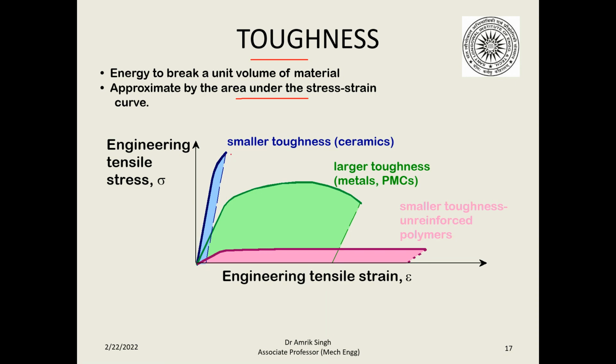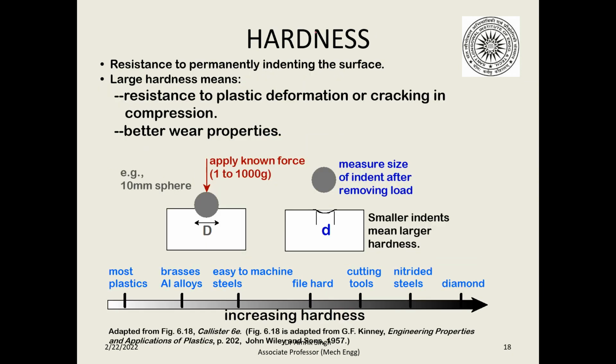For the ceramics you see this area is smaller, so there is smaller toughness for ceramics. This is a larger toughness for the metals and the composites, and this is a smaller toughness for unreinforced polymers. So this way you can see how to represent the toughness and how to represent the percentage elongation. Now another important property is the hardness.